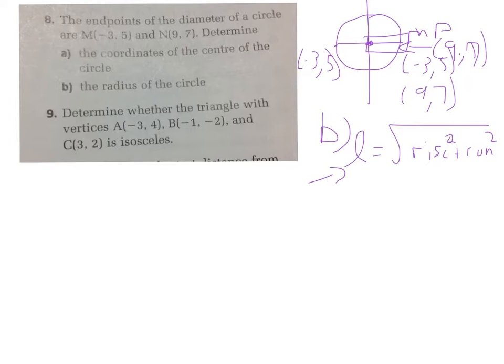For number 9, determine whether the triangle with those vertices is isosceles. So we're going to draw our triangle on our grid, and we're going to label all of the sides. I don't think I did a very good job of drawing that triangle, did I? No, I didn't.